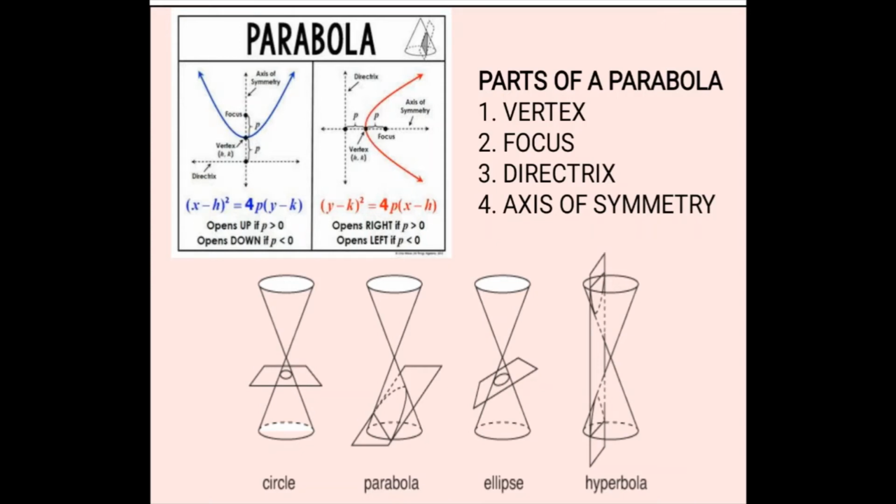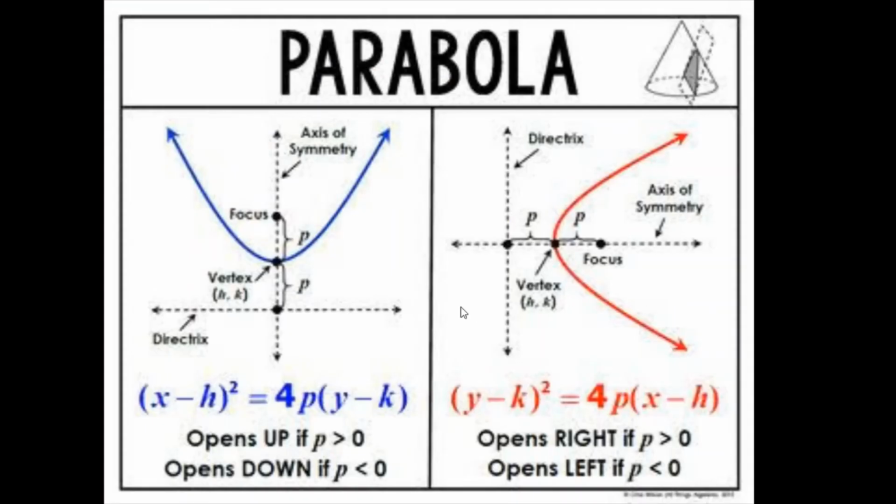So we're gonna talk about parabola and analyze its parts. We have the basic parts of the parabola: the vertex, focus, directrix, and axis of symmetry. Okay, so meron tayong two equations for solving parabola. We have (x minus h) squared equals 4p times the quantity of (y minus k). And then (y minus k) squared equals 4p times the quantity of (x minus h).